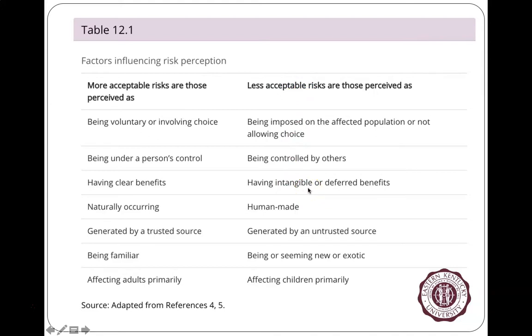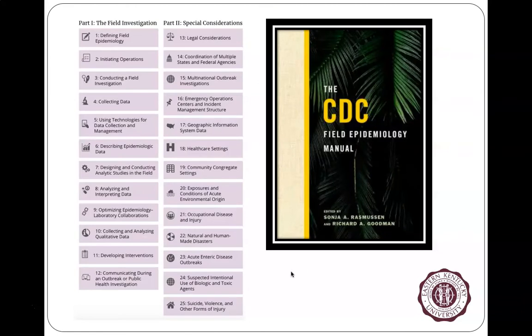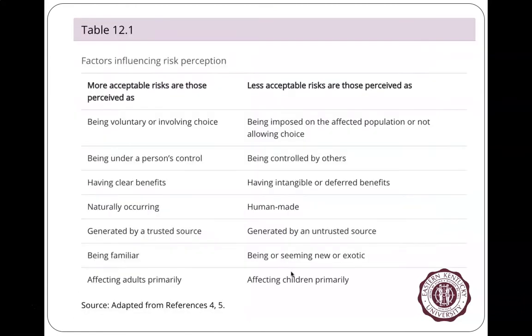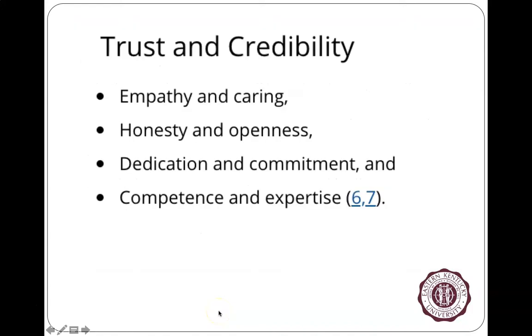If it's going to be something where there might be a benefit or not, if dealing with it involves people being controlled by others, that's not going to go over well. And if the actions associated with it are also imposed and people don't have a lot of choice, that's not going to go over well. So you can see coronavirus fits a lot of these categories, and these are harder categories to deal with. And this isn't new. This has been in the CDC Field Epidemiology Manual and things before it. They cited several references, so this isn't new.